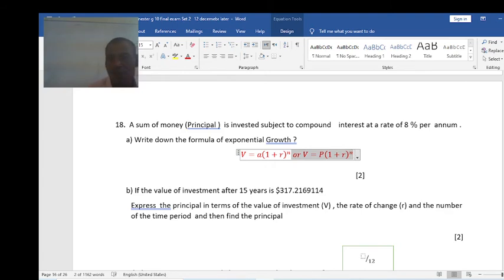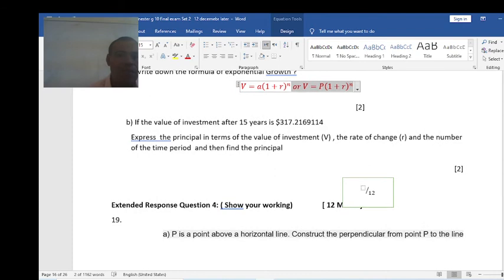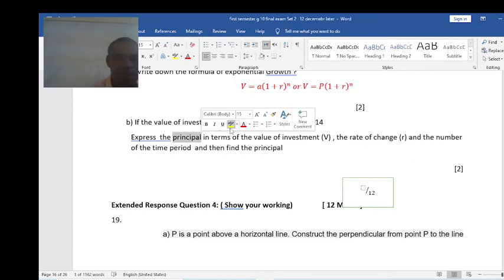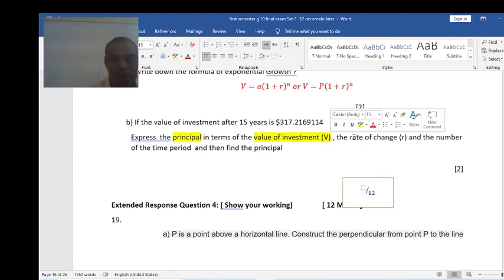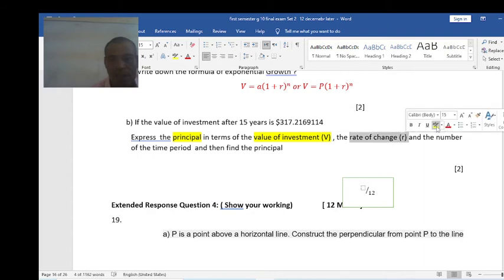Now, the second question: if the value of investment after 15 years is $317 point something, express the principal. You will express the principal in terms of what? In terms of V, the value of investment, and then the rate of change, R, and then the number of years, or number of time periods, which is 15 years.